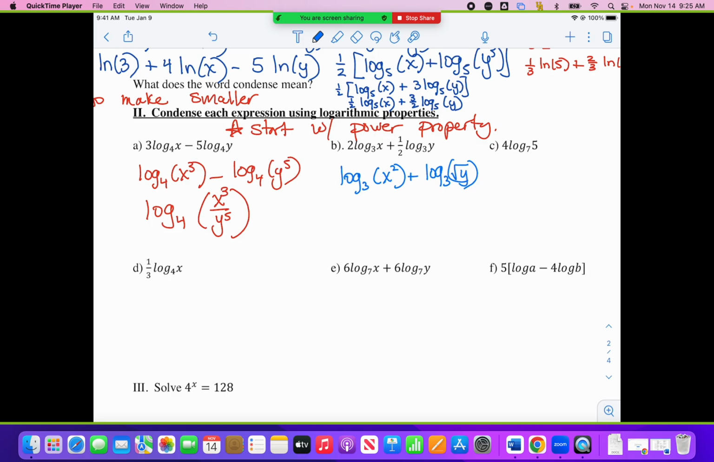Then look at your properties. Look at the right side. When I have a sum of two logs, what property is that? Look at the list. Look at the right side. When you're adding the two logs, it's the product. So this becomes log base 3 of x squared square root y.